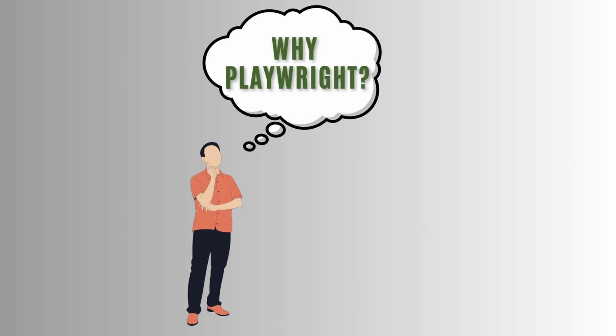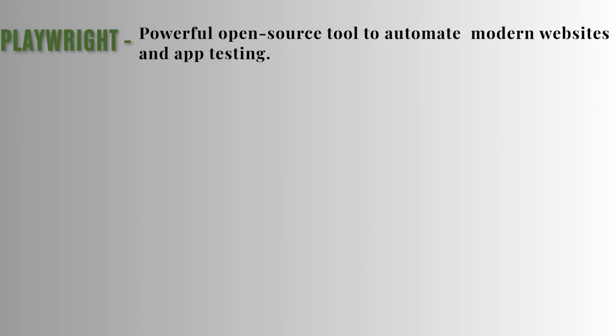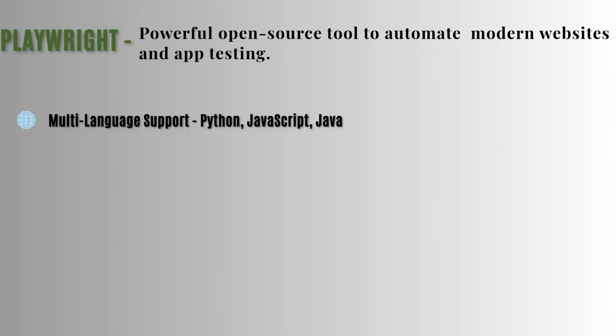There are a lot of automation tools present in the market. Still, I have decided to go with Playwright because Playwright is a powerful open source tool to automate modern websites and applications. It comes with important features like multi-language support. You can automate your test script with the help of Python, JavaScript, and Java. And the most important feature that makes Playwright different from other automation tools is its automatic waiting mechanism.